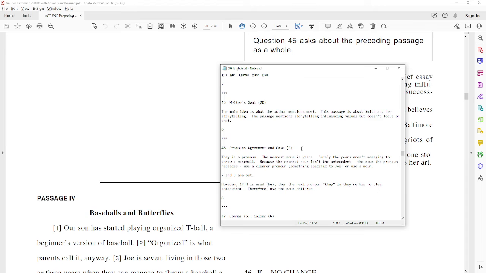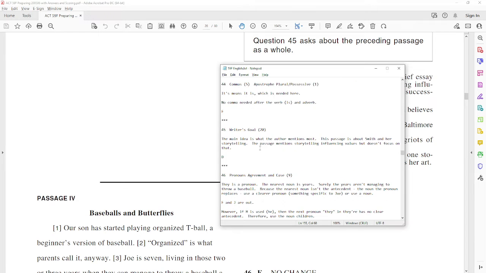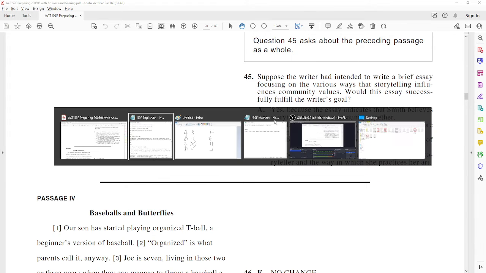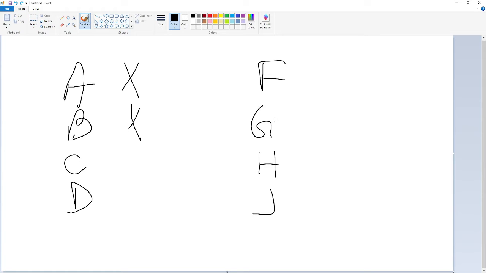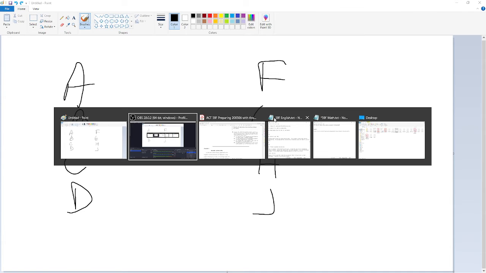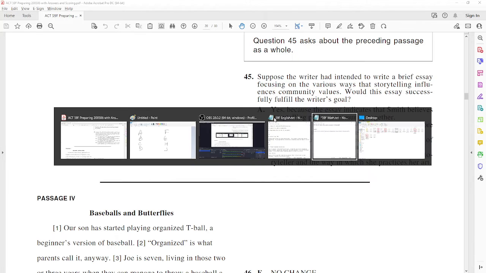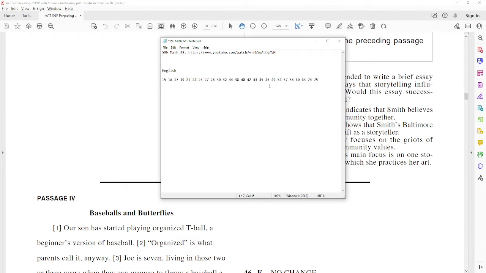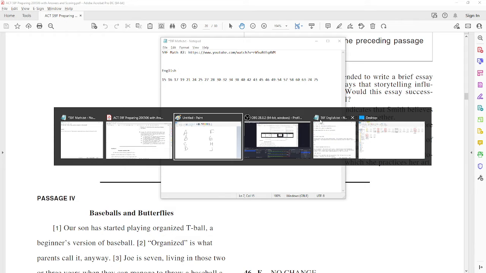And again, I believe number 45... Oh, wait, I went one ahead. Writer's goal. I thought it was pronouns, agreement, and case. No, it's writer's goal. Okay, so D for writer's goal. All right, let's check the next one. I apologize. I went to my video software screen. The next number we have to look at is 46.